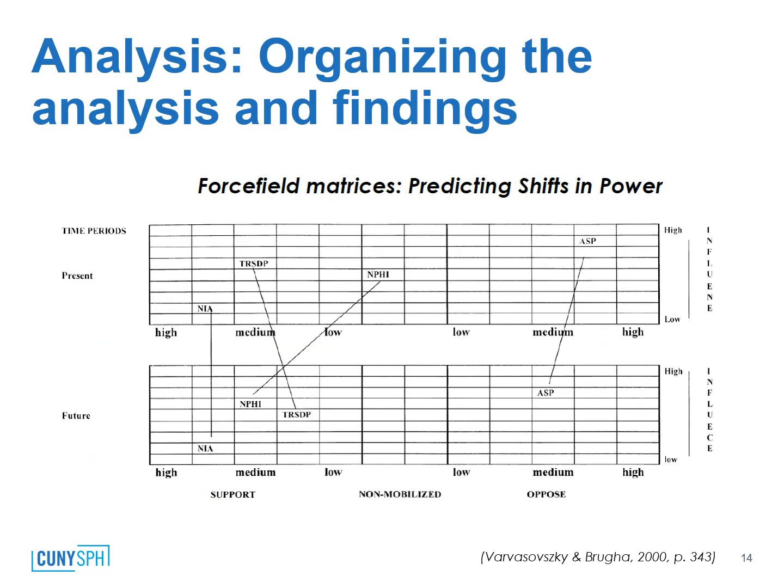Another way to organize findings is through force field matrices, which help us visualize shifts in power and influence over time. Here we can see where stakeholders currently stand in terms of their level of support and influence, and then project how that balance may shift in the future. For example, a group that is currently non-mobilized could become supportive with the right incentives, while powerful industry groups might increase opposition if new regulations threaten their interests.